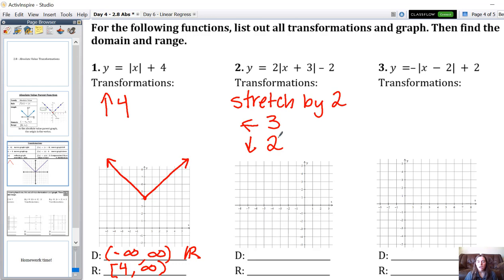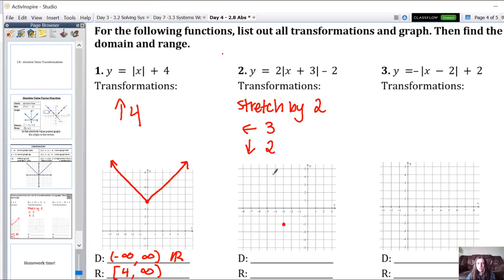So first I'm going to find my vertex. So from the origin, I'm going to go to the left 3 and down 2. 1, 2, 3, down 2. There is my new vertex. Then this stretch is going to change my slope. So instead of having a slope of 1 and a slope of -1, now I'm going to have a slope of 2 and -2. So my new graph is going to look really tall and skinny.